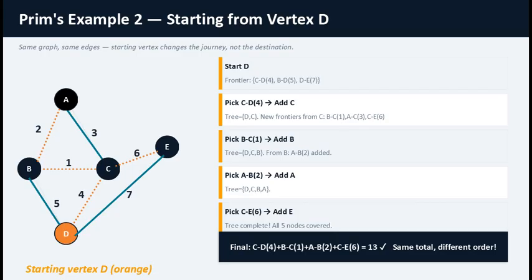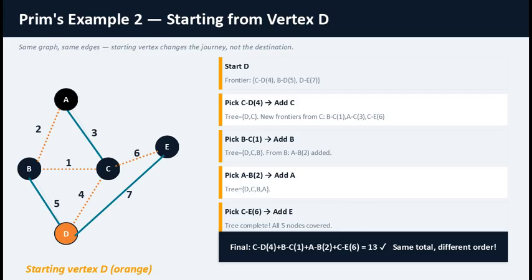A common question students ask is, does the starting vertex matter in Prim's? The answer is no. It changes the journey, but never the destination. Here, we rerun Prim's on the same graph starting from vertex D instead of A. We pick CD first, then BC, then AB, then CE.